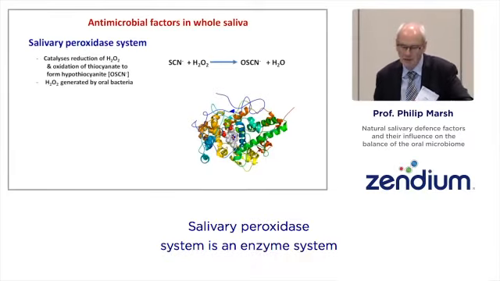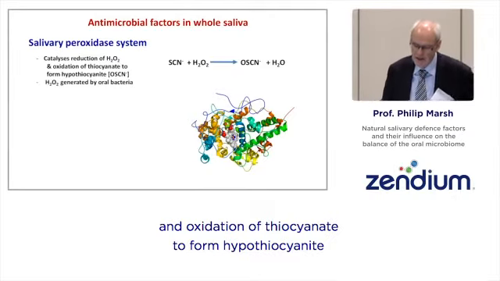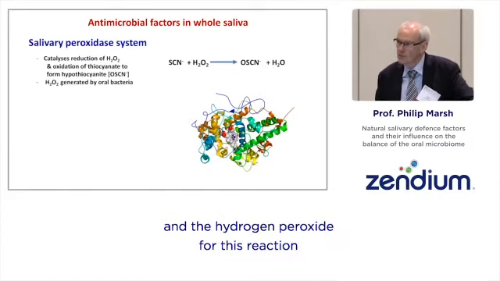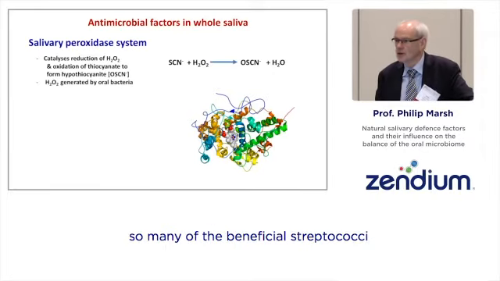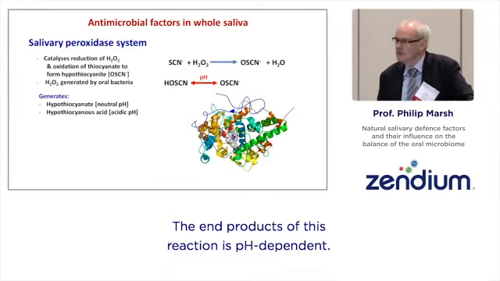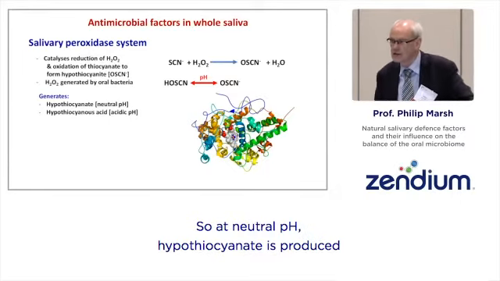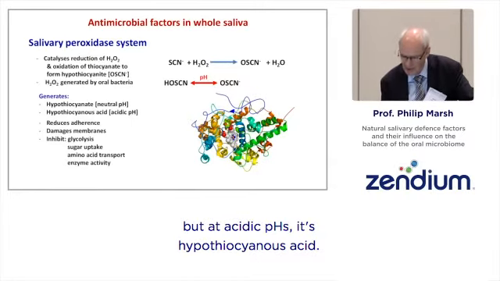The salivary peroxidase system is an enzyme system that catalyzes the reduction of hydrogen peroxide and oxidation of thiocyanate to form hypothiocyanate. The hydrogen peroxide for this reaction normally comes from oral bacteria in the mouth, so many of the beneficial streptococci produce hydrogen peroxide. The end product of this reaction is pH dependent. At neutral pH, hypothiocyanate is produced, but at acidic pHs, it's hypothiocyanous acid.